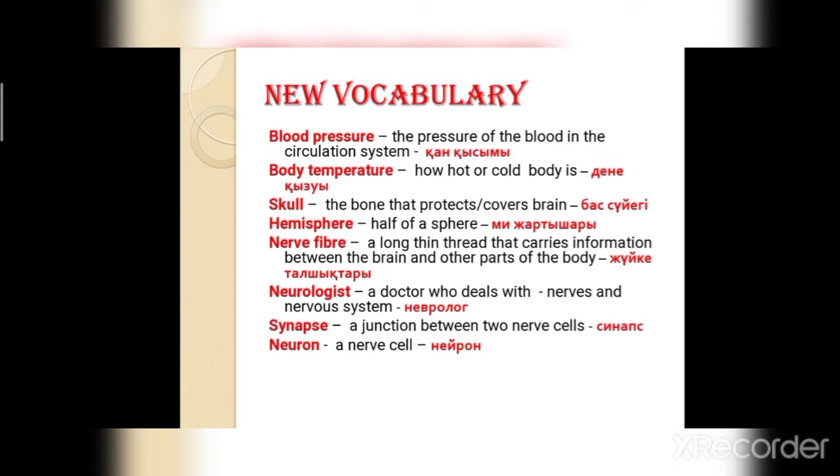Nerve fiber: a long thin thread that carries information between the brain and the other parts of the body. Neurologist: a doctor who deals with nerves and the nervous system. Synapse: a junction between two nerve cells. Neuron: a nerve cell. Write down these new words in your vocabulary.